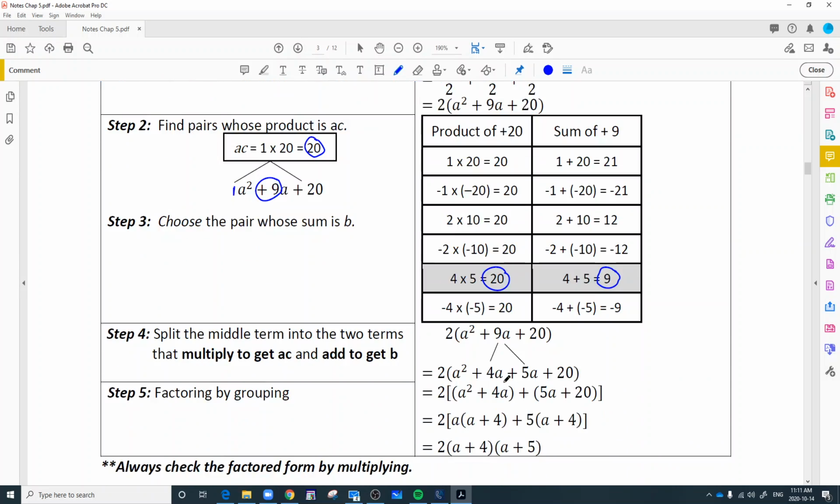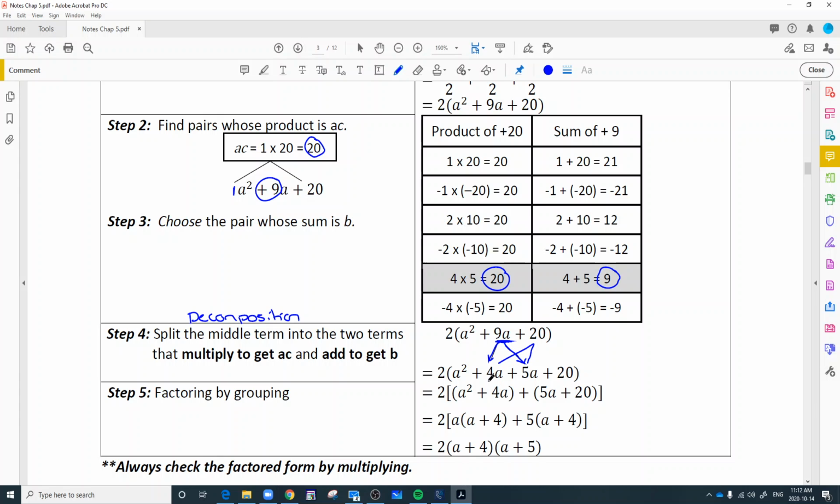Now here's where I've heard this method called the decomposition method. Depending upon the textbook, different textbooks have different names for things. So this textbook calls it the AC method because that's how you find your target number. But some people call it the decomposition because step 4 is you're going to split that middle term up into the 2 terms that will add to give you 9a, but then the coefficients will multiply to give you 20. So you've decomposed the middle term into positive 4a and positive 5a, and it doesn't matter which order you write them in, it will work.